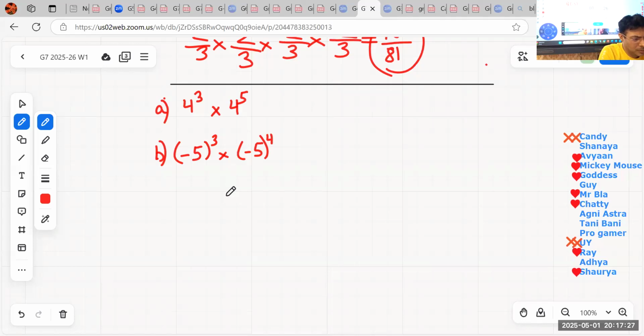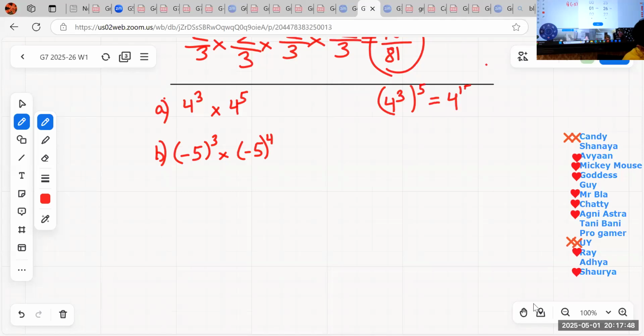We have to add and multiply. See, if it were 4 cube whole to the power 5, then we would multiply, it would have been 4 to the power 15. But if it is 4 cube times 4 to the power 5, then my answer will be 4 to the power 8. And minus 5 raised to the power 7.